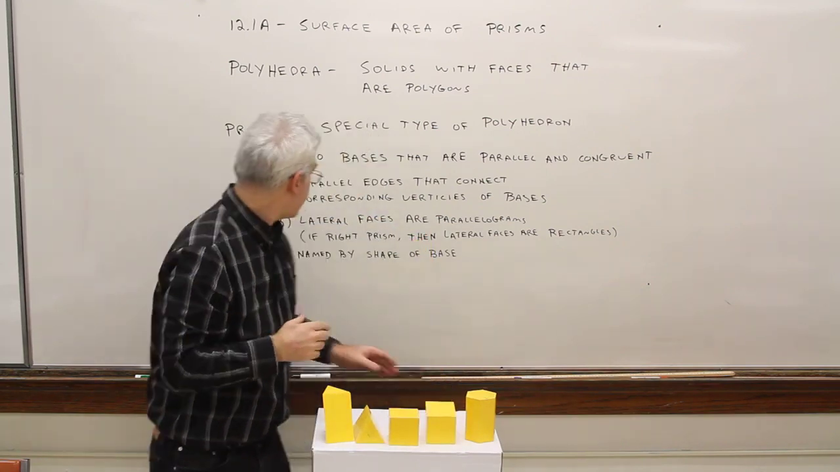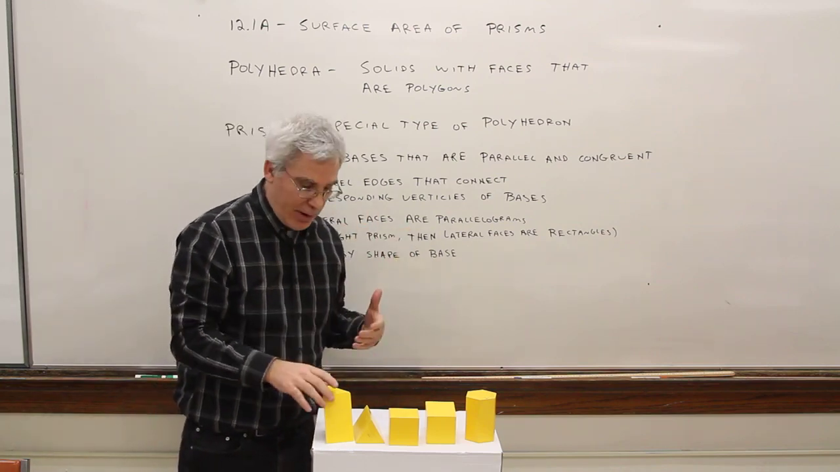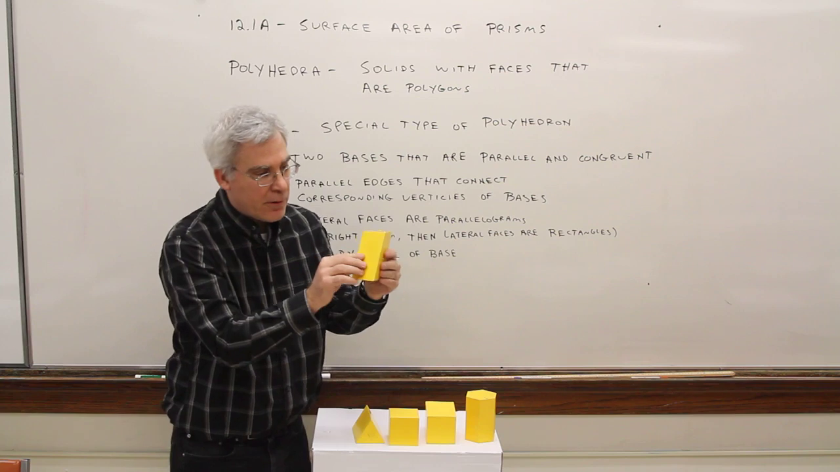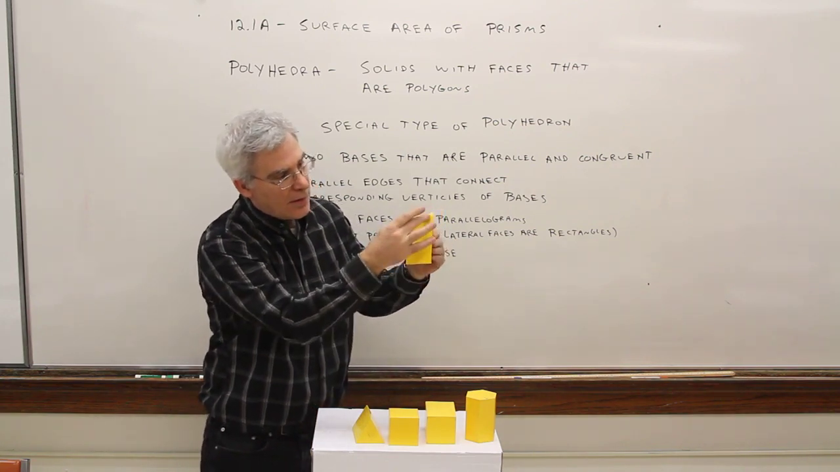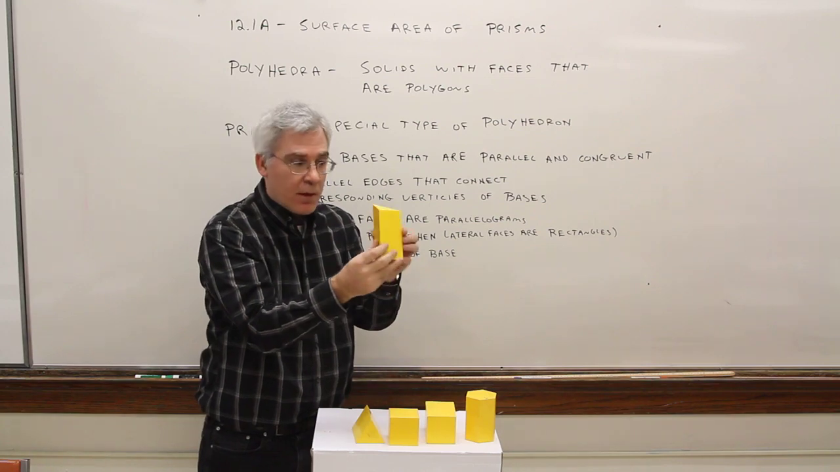Over here, notice I could have a square base or I could have a rectangular base, and then I'll change the name. Third, the lateral faces are always going to be parallelograms. Notice over here, these lateral faces are parallelograms.